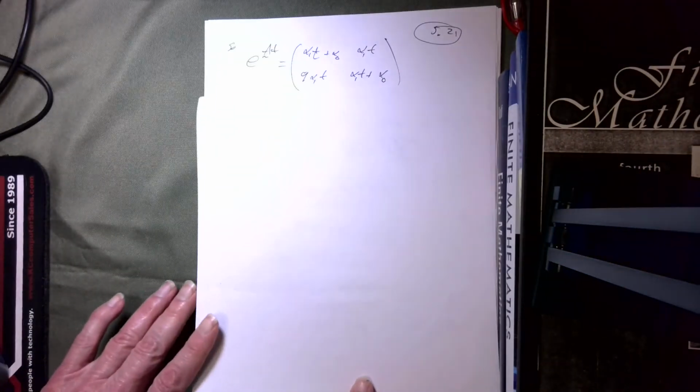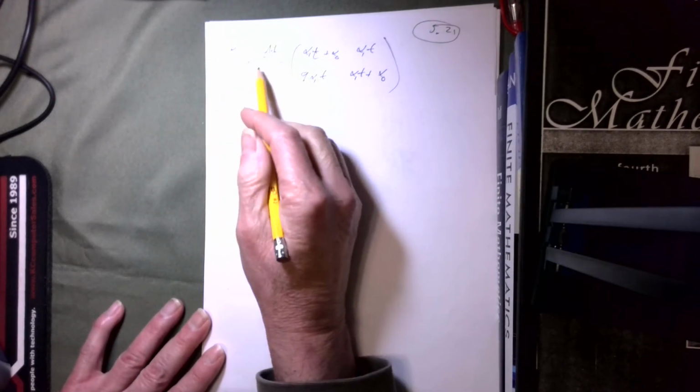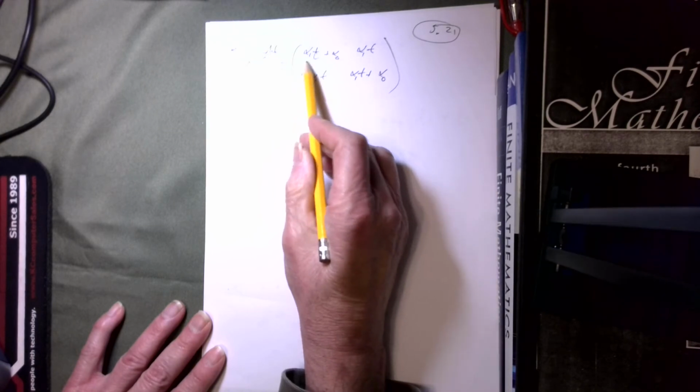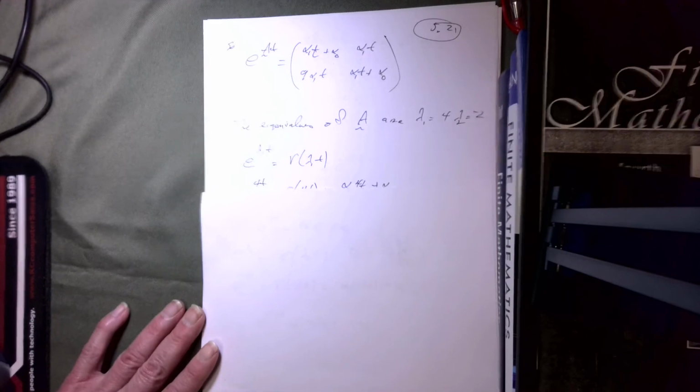sorry about the wires all in the way. So it turns out that this 2 by 2 matrix exponential can be written as a 2 by 2 where there are two unknowns, alpha naught and alpha 1. And how do we find those?